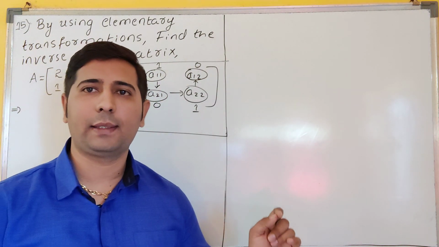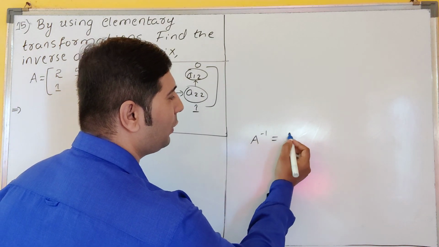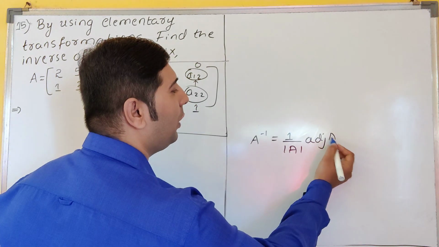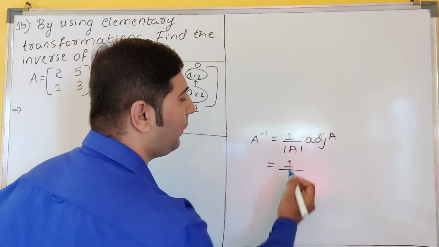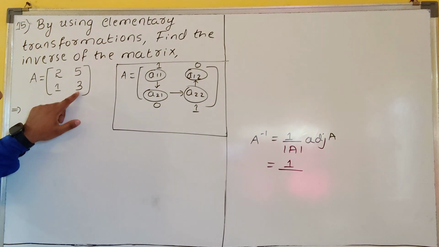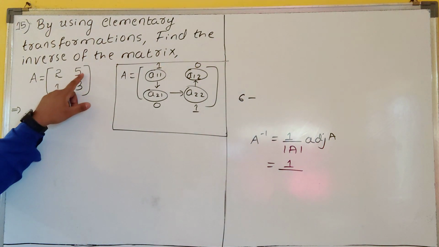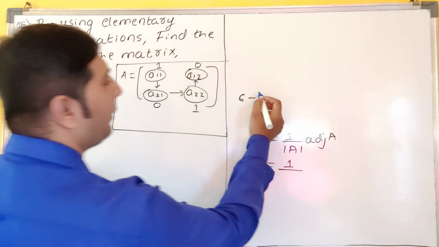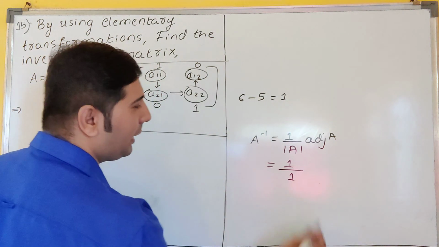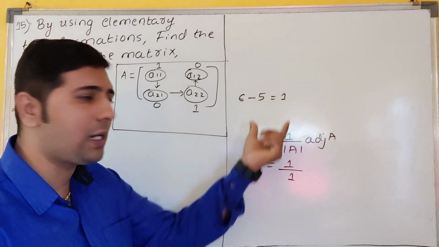How to find A inverse in determinant, you know very well. A inverse is equal to 1 by determinant A into adjoint of A. So how to find determinant A, you know that. 2 3s are 6, minus, you write before, multiplying 1 and 5, 1 into 5 is 5. 6 minus 5 is 1, and this is nothing but your determinant A, dear students.